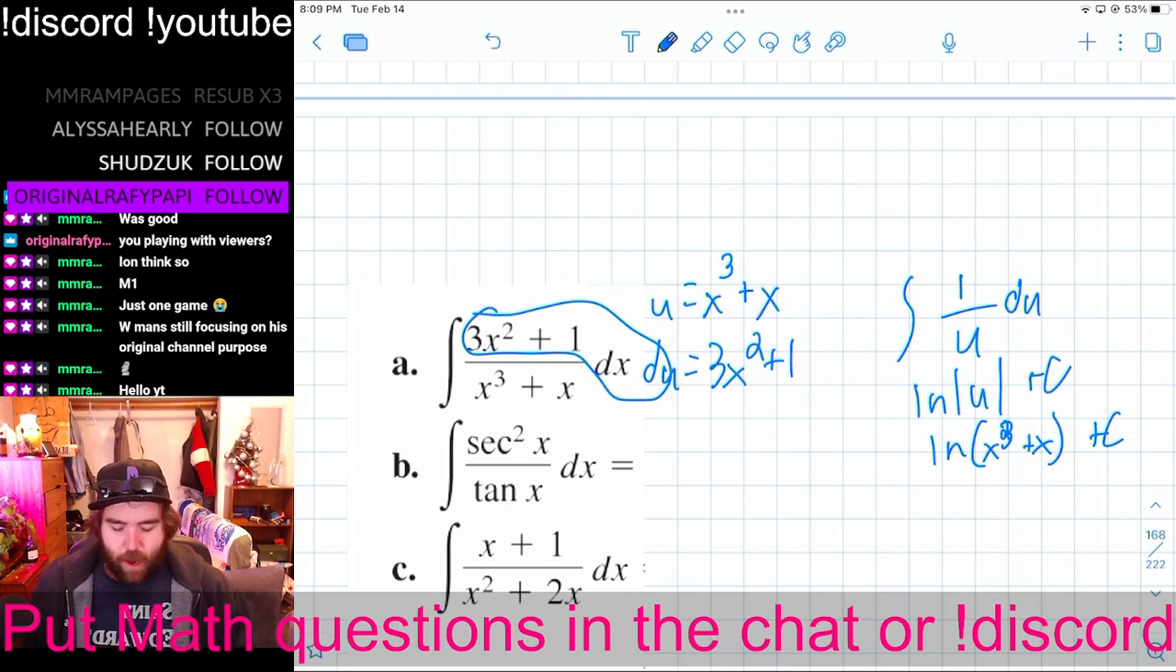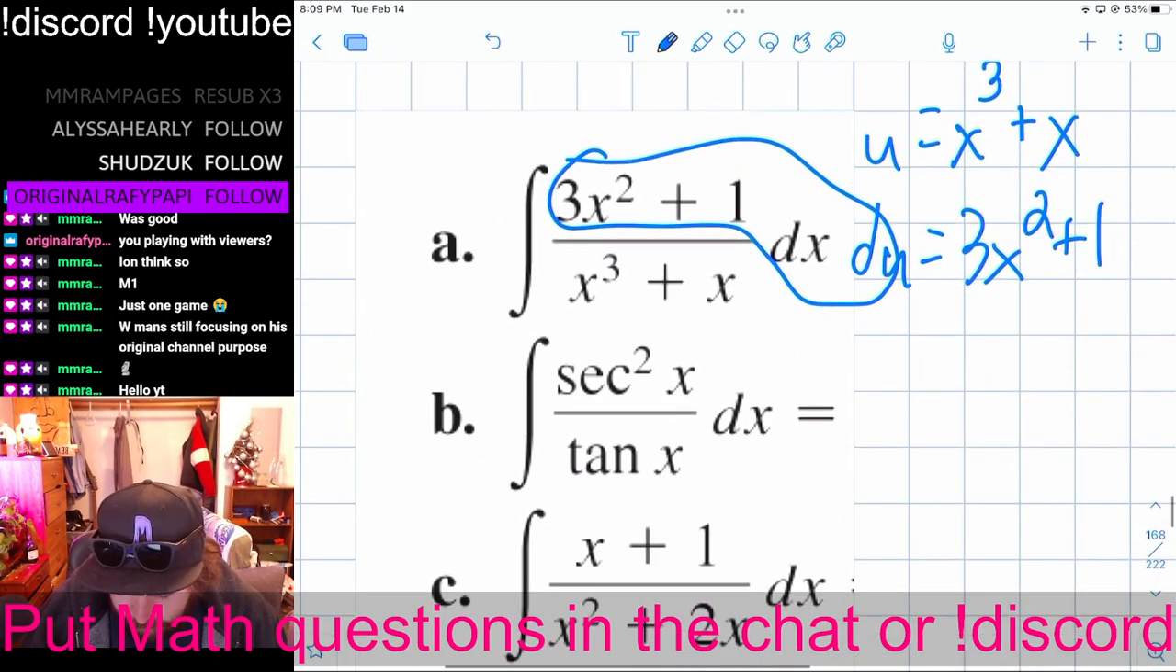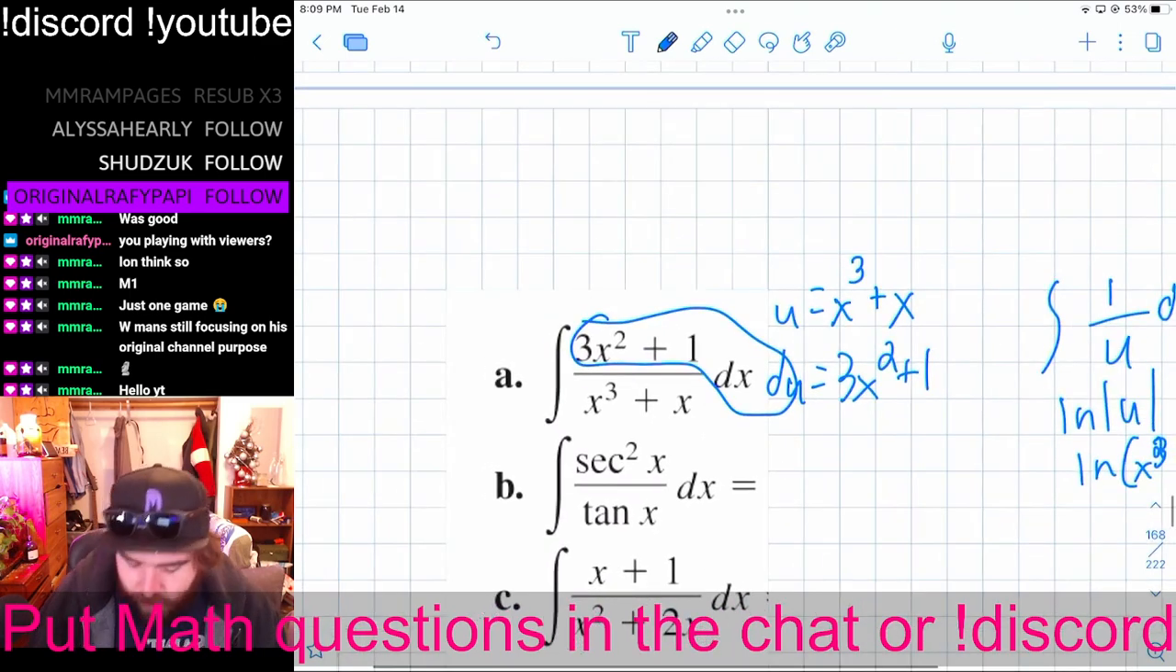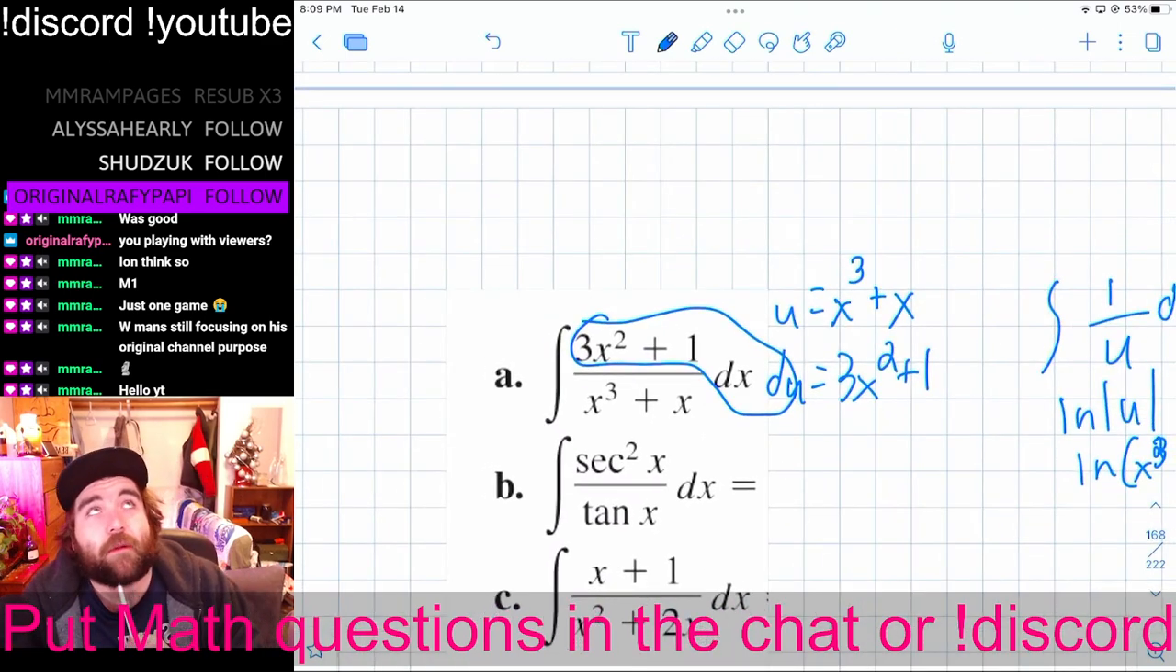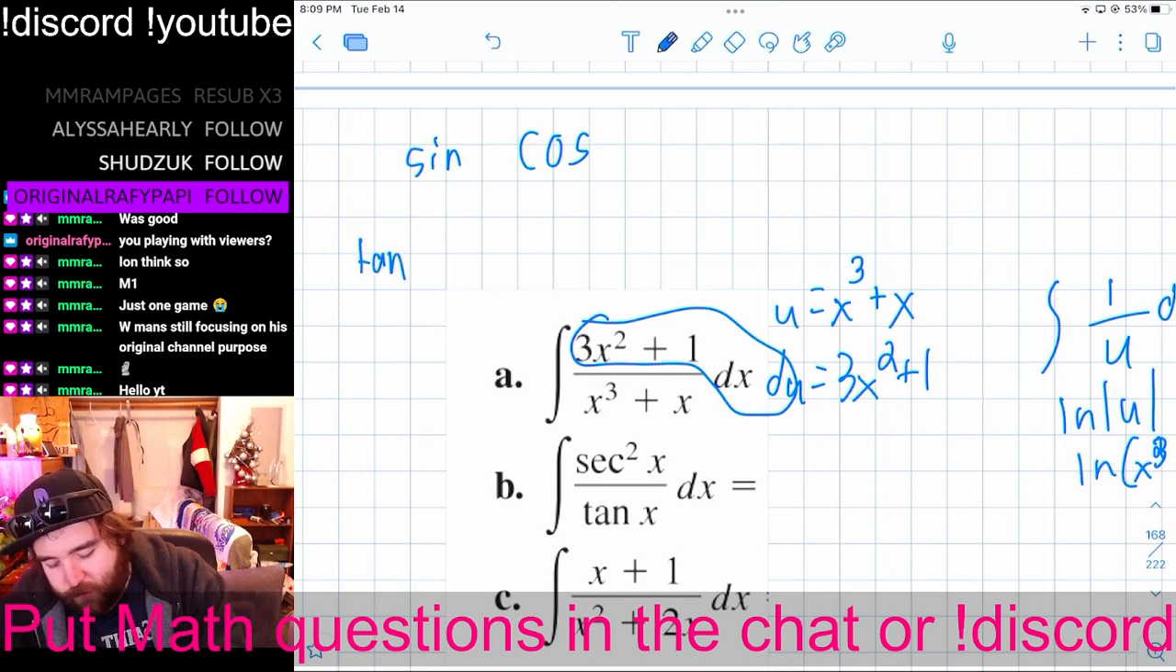Okay. Now b's looking interesting because I bet we could simplify that. But also look at how straightforward it is. Can we simplify that? What is secant divided by tangent? Is that one of the known ones? Let me think about my diagram. We got sine, cosine, tangent. This is secant right here.